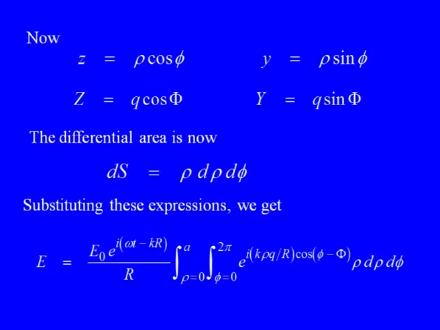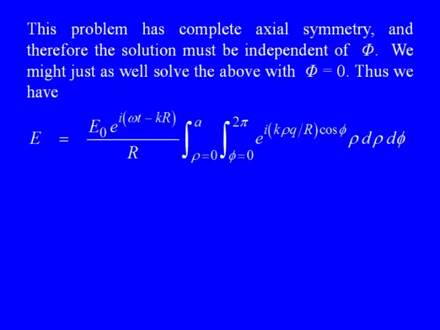So, this is the expression we have. This is to be evaluated. This is in the cylindrical coordinates, which are naturally appropriate for this problem. Now, this problem has a complete axial symmetry, I mean symmetry about the x axis, which is perpendicular to the aperture, and therefore, the final solution must be independent of phi.